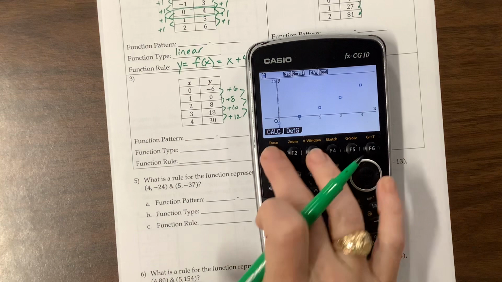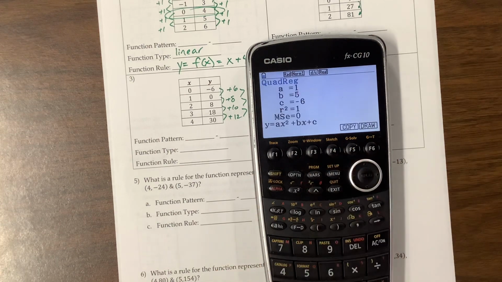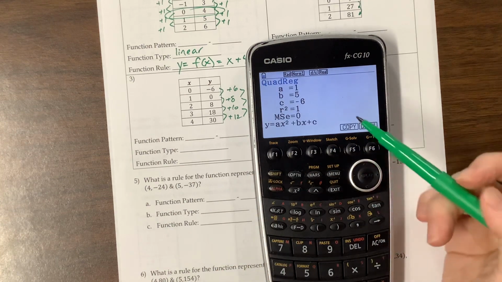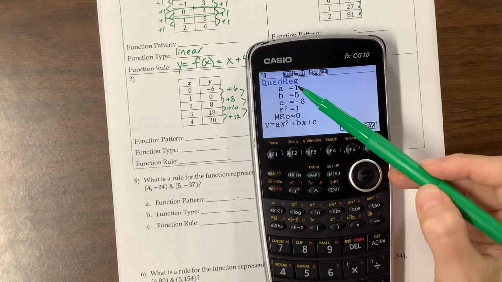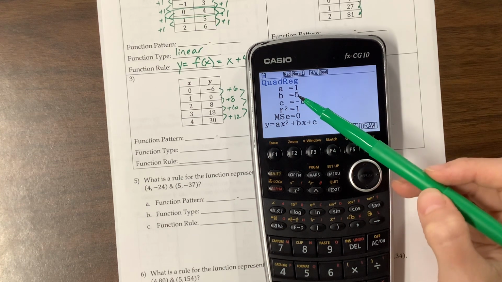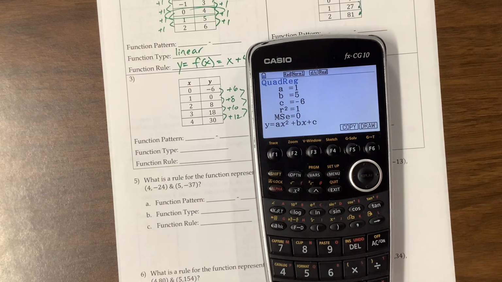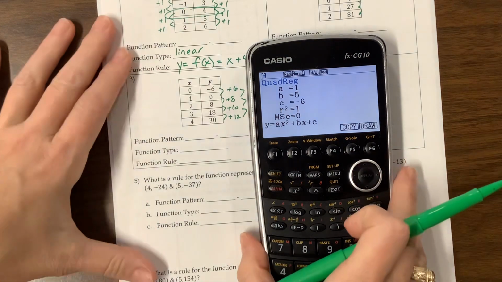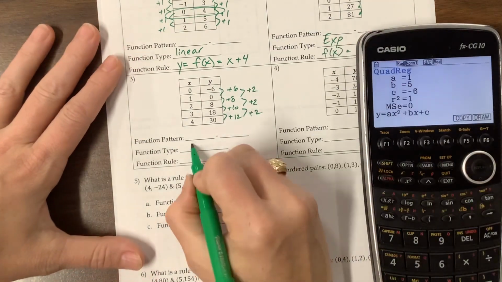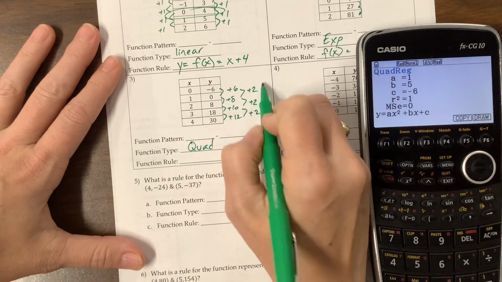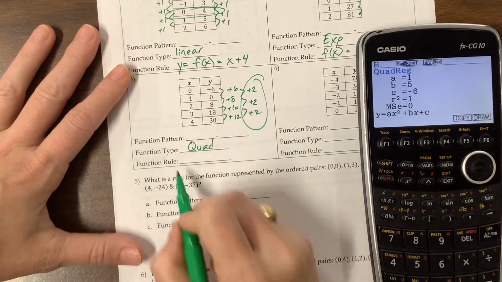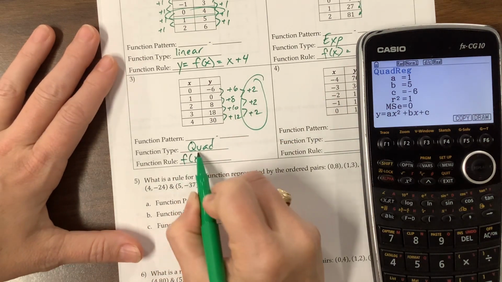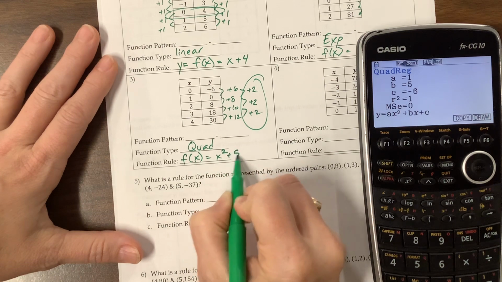Okay. Then I can calculate. I expect this to be quadratic, so I'm going to hit the x squared. And so notice this was a equals 1, b was 5, and c was -6, which is what we found the hard way. What did we say? So this was quadratic, which we knew because the second differences were constant. And then the function rule, f of x was equal to x squared plus 5x minus 6.